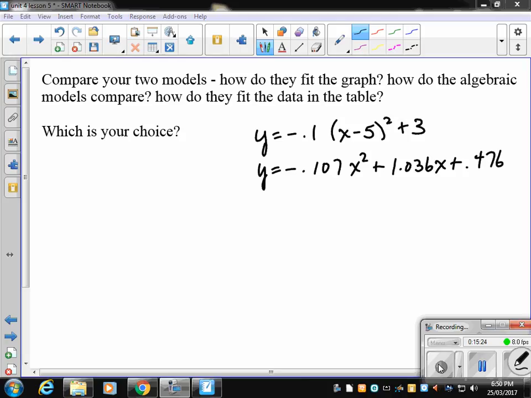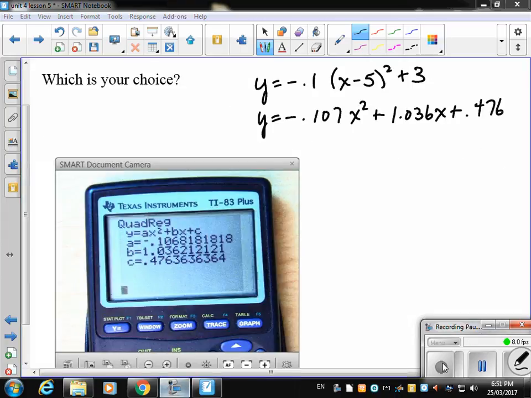Here are our two models, and it says, compare your two models. How do they fit the graph? How do the algebraic models compare? How do they fit the data in the table? Which is your choice? Well, let's have a look at the graphing calculator, and we'll put both of those equations in and see which one fits the data a little bit better. It's a good idea to plot these things together to be able to accurately compare them.